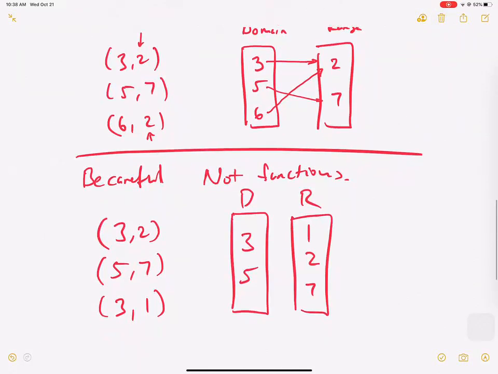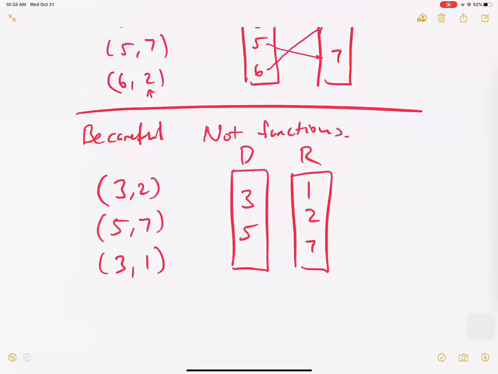So let's talk about this. If I had 3 Oreos, I would feel a satisfaction of 2. If I had 5 Oreos, satisfaction of 7. And if I had 3 Oreos again, satisfaction of 1.